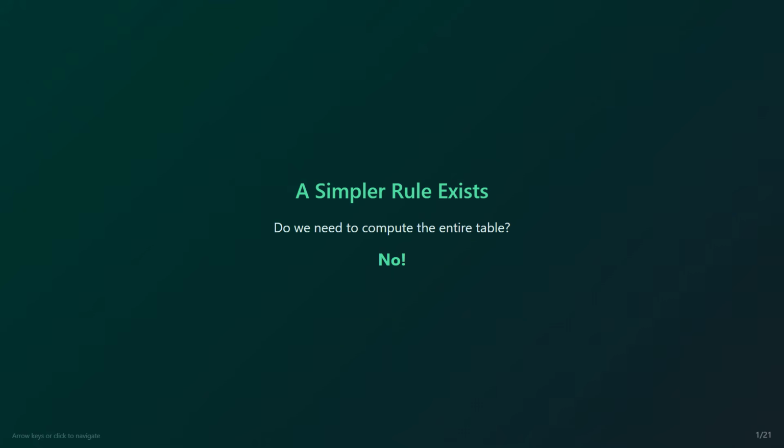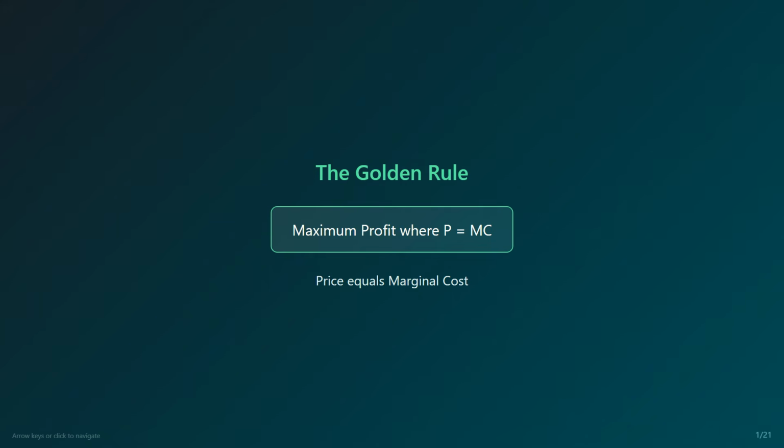But do we have to calculate the entire table to find this point? The answer is no. There is a simple and elegant rule: the condition for maximum profit is that the market price equals the marginal cost per unit. In other words, P equals MC. Let's check this in our example.